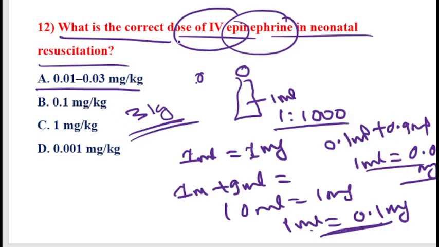So what is the correct dose of administration of IV epinephrine in neonatal resuscitation? The answer is 0.01 mg to 0.03 mg per kg body weight. So option A is the correct answer.